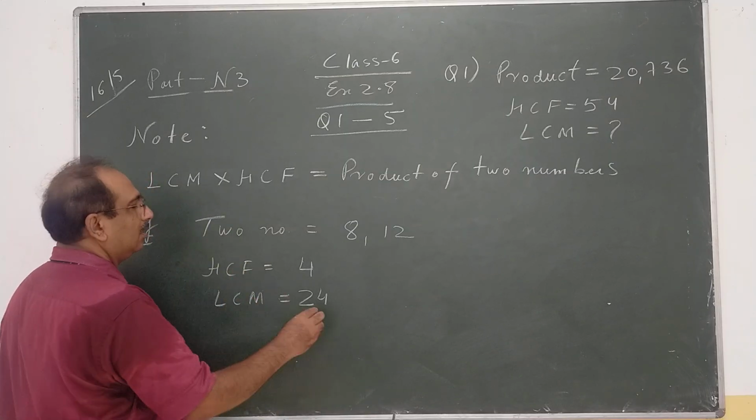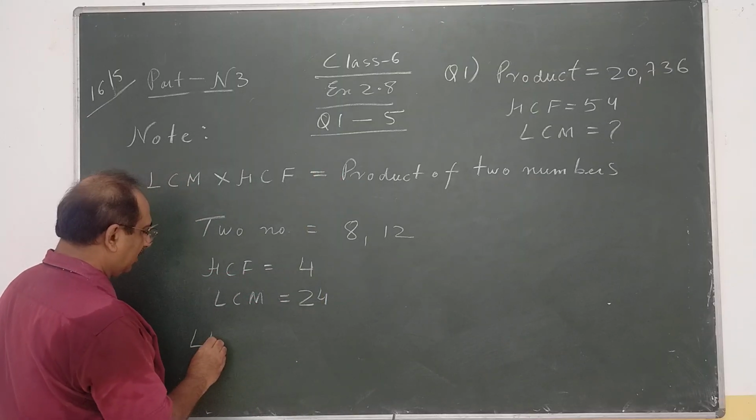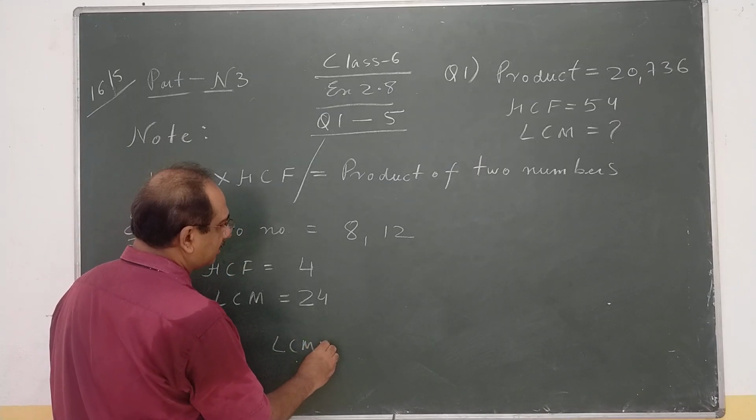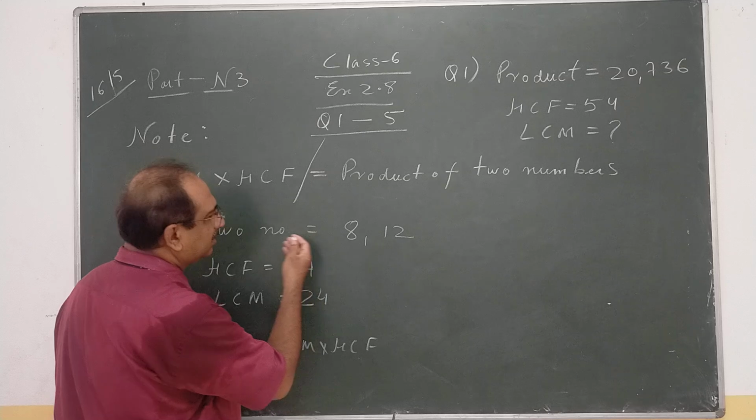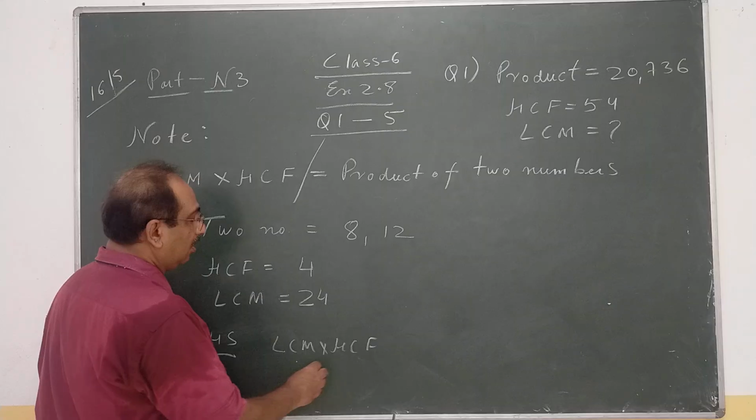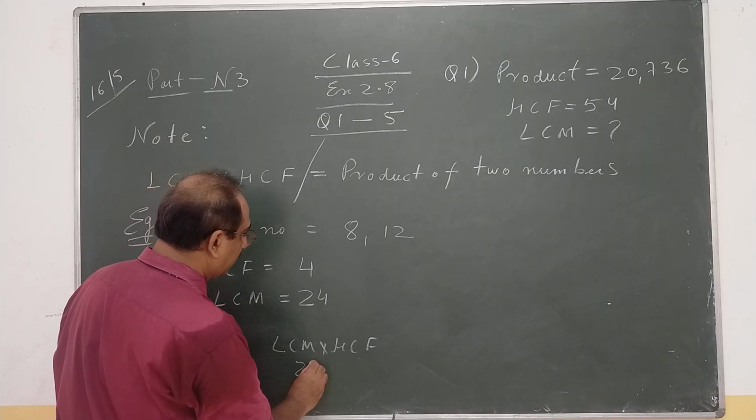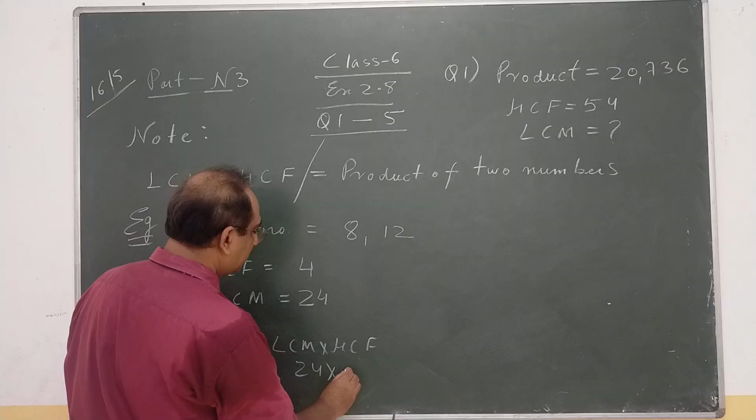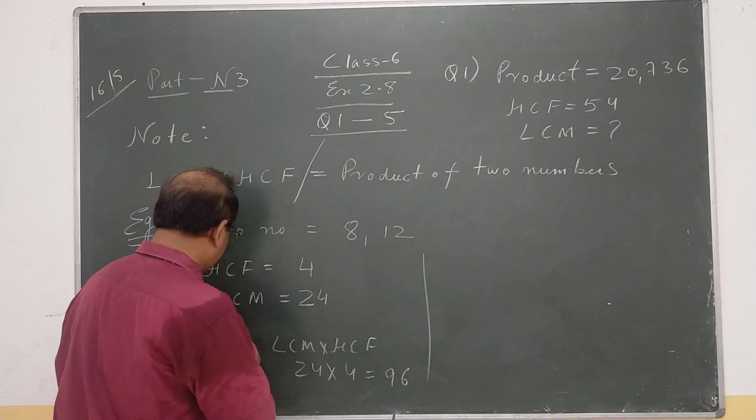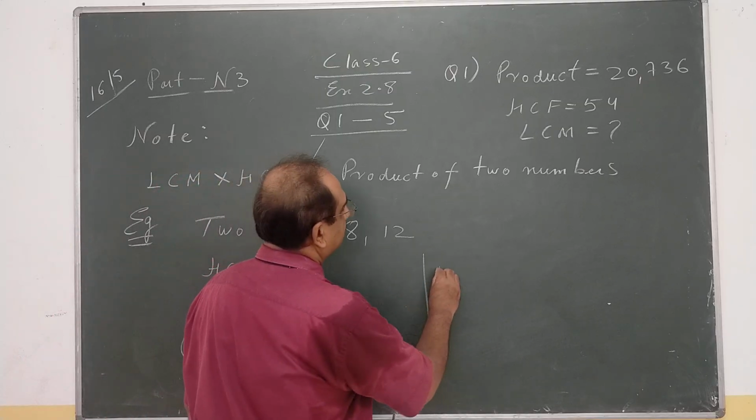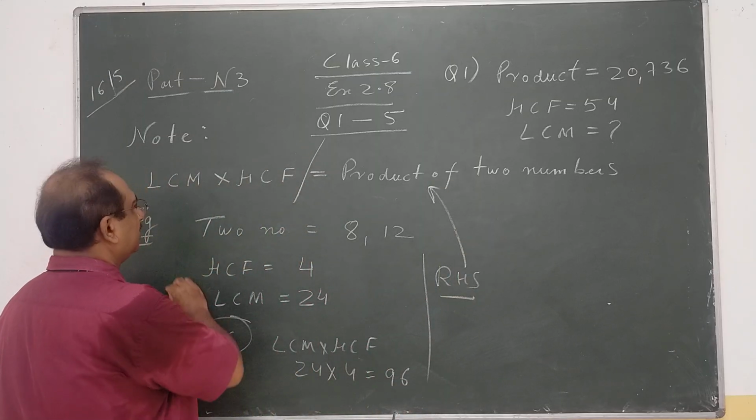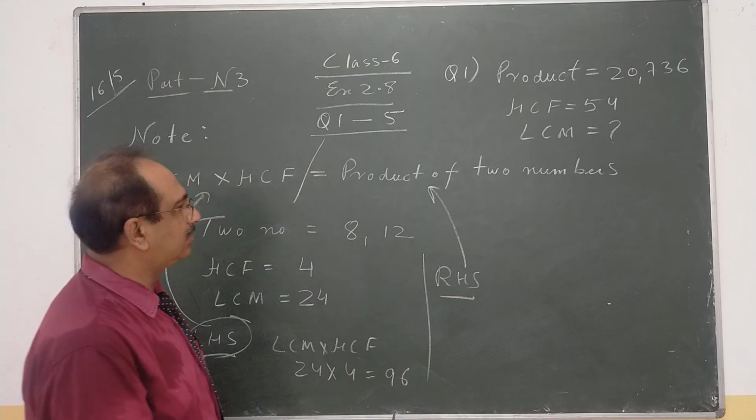Now if you see the left hand side, children, LHS, what do I mean by that? Product of LCM into HCF. So this I am showing with a small number, because in the book we are using all big numbers. LCM into HCF. LCM is 24 and HCF is 4. We get 96. On the other hand, if we take the RHS, RHS means the product of two numbers. LHS means the product of LCM and HCF.